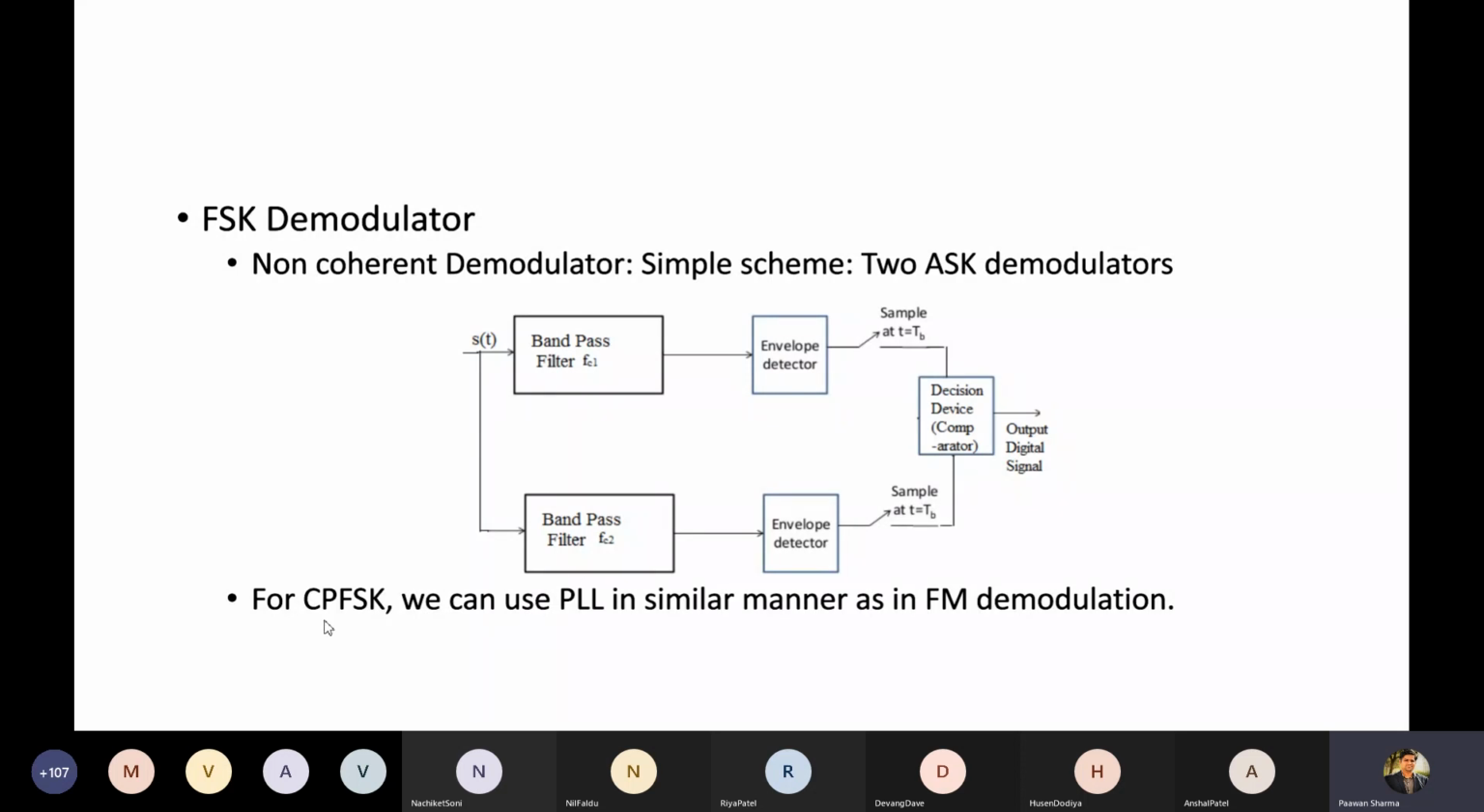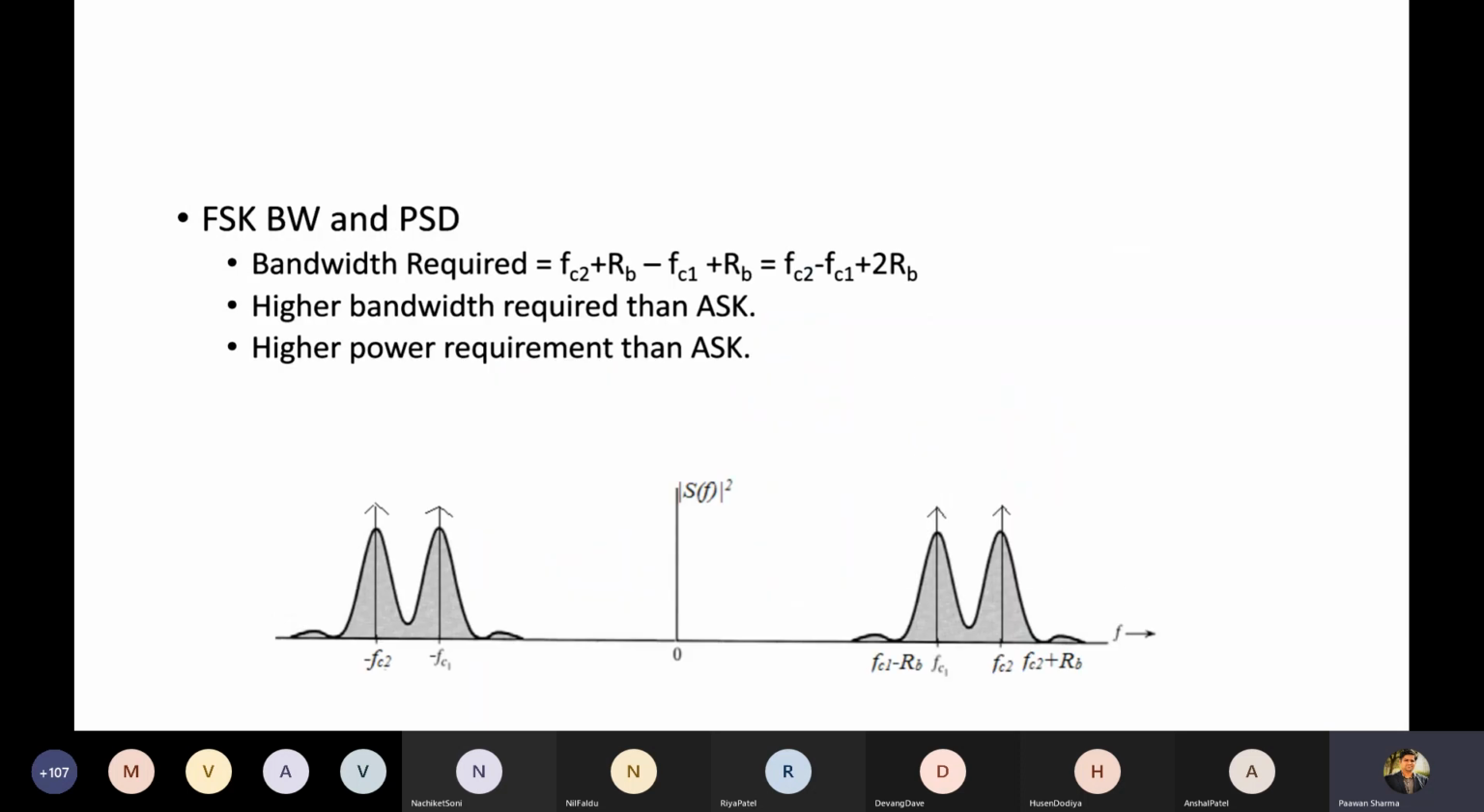For continuous phase FSK, if you are going for CPFSK, you can use a phase locked loop in a similar manner as you did in FM demodulation. We'll see that later on. But is this simple scheme clear to you, using 2 ASK demodulators to demodulate your FSK signal? Everyone? Okay, I believe it is.